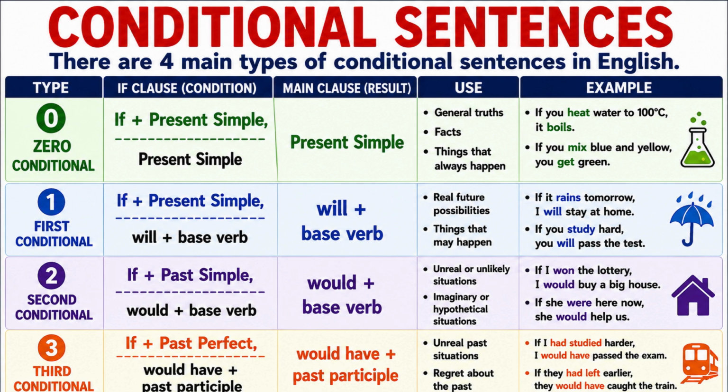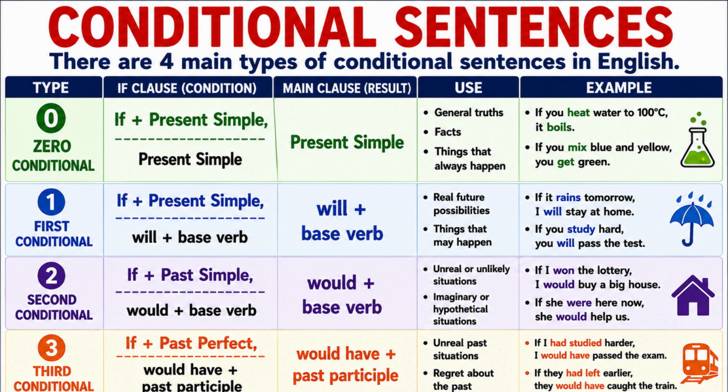1. Zero conditional. Use. The zero conditional is used for general truths, scientific facts, rules, things that always happen. Structure. If plus present simple, present simple. Examples: If you heat water to 100 degrees Celsius, it boils. If people don't eat, they get hungry. If you mix blue and yellow, you get green. If it rains, the ground becomes wet.